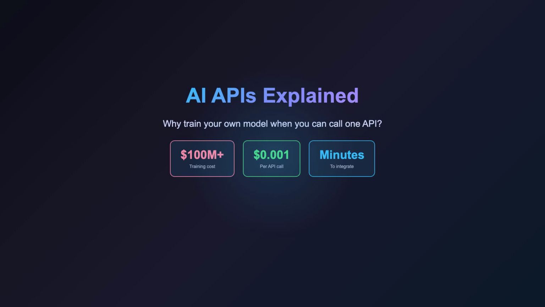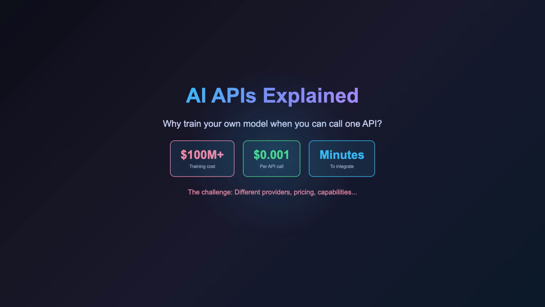Why would you spend months training your own AI model when you can call one with a single API request? That's the power of AI APIs. Companies like OpenAI, Anthropic, and Google have spent hundreds of millions of dollars training state-of-the-art models, and they let you use them for fractions of a cent per request. This has fundamentally changed software development. Features that would have been impossible 2 years ago are now a few lines of code away.